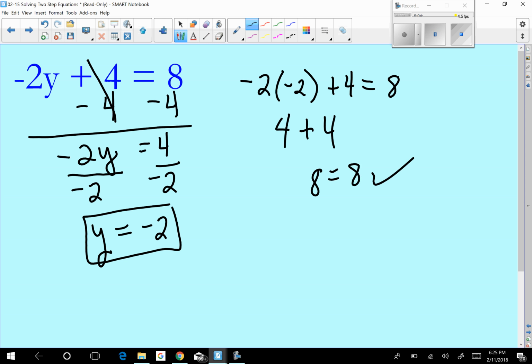We are good. So then, maybe you had made the mistake and you forgot to divide by negative 2, and you just divided by 2.